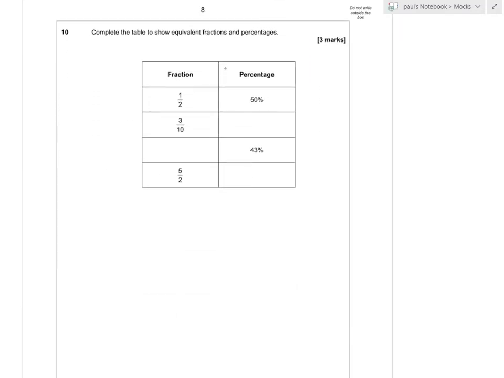Complete the table to show the equivalent fractions. 3/10 is 30%. That's 43 over 100. And 5 halves is 250%. That's a bit awkward. 250%.